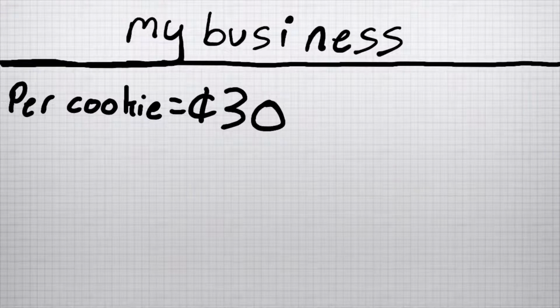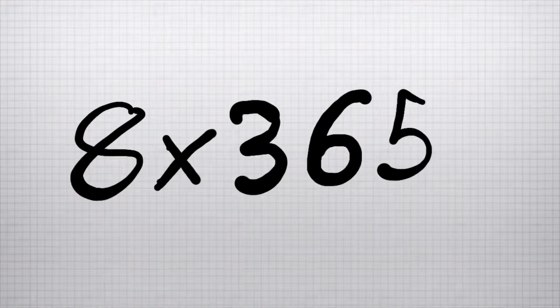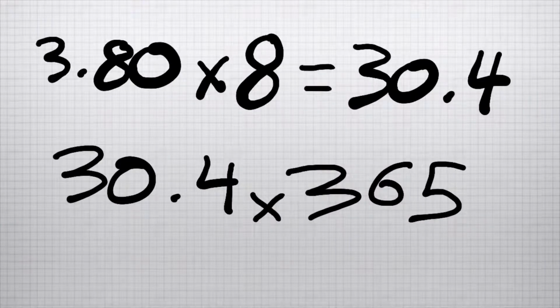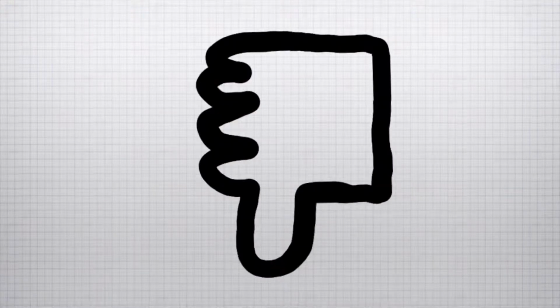And lastly, but not least, was how much I will make in a year. I've decided that in my business I am extremely driven and I will take no days off, especially since baking cookies is fun, so it's not a horrible job. I said I will work 8 hours a day for 365 days of the year. The equation is simple. Take my hourly wage, 3.80, and times it by 365, and there you go. My total net earnings for the year is $11,096. Oof.